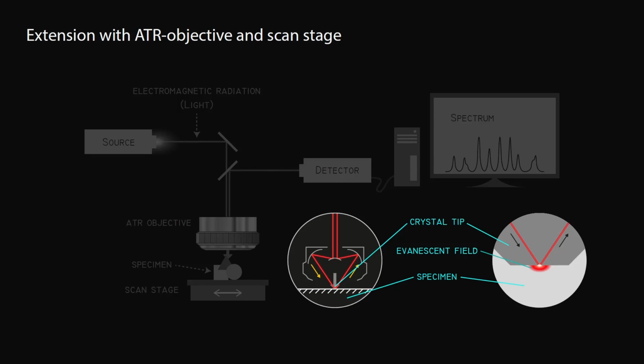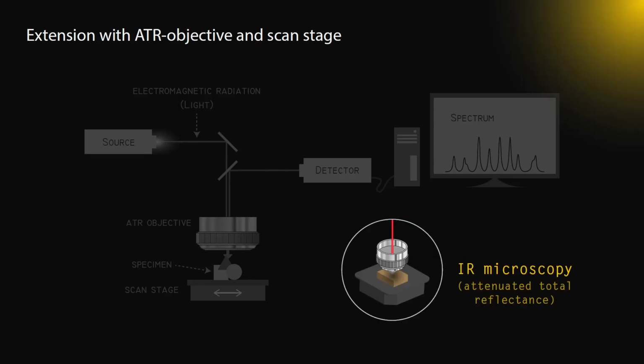This information couples back to the other side and dampens the reflected radiation. Therefore, the name ATR, attenuated total reflection. This procedure is typically used in infrared microscopy.